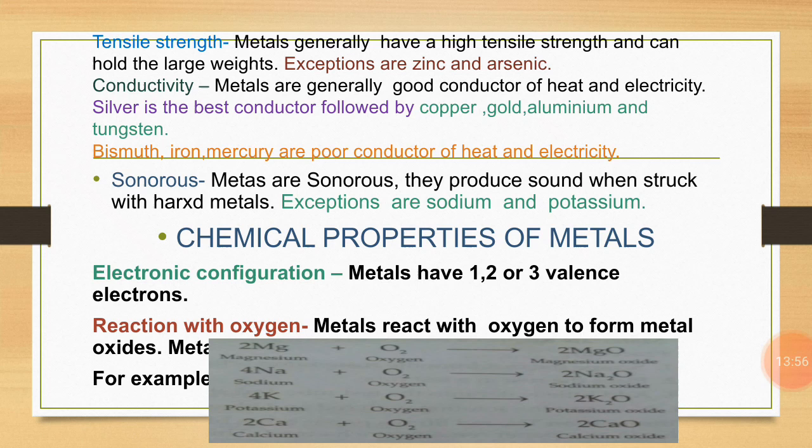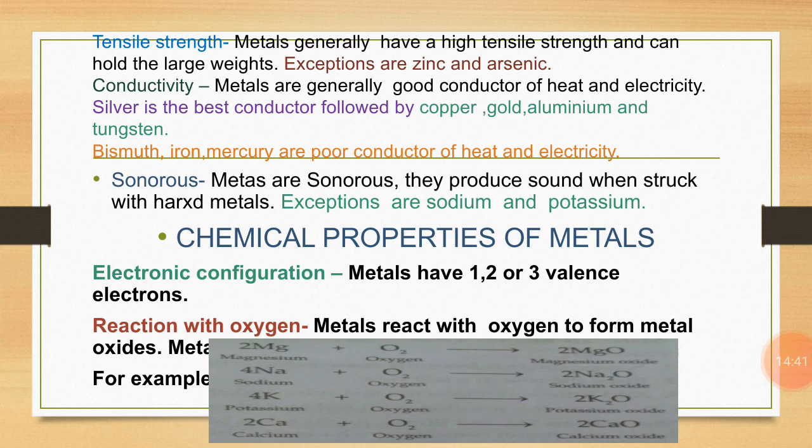Now the next physical property that metals possess is being sonorous. Metals are sonorous, meaning they produce a ringing sound. When you strike it with a hard object, it produces a ringing sound, and this property is known as sonority. But there is an exceptional case here also. That exceptional case is sodium and potassium. Sodium and potassium are examples of metals that are not sonorous. When you strike them with a hard object, they do not produce any kind of ringing sound. So they are non-sonorous metals, and this is the exceptional case.